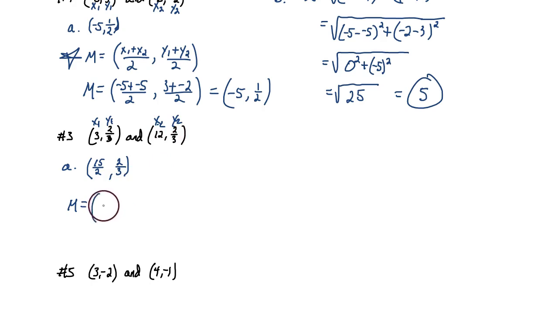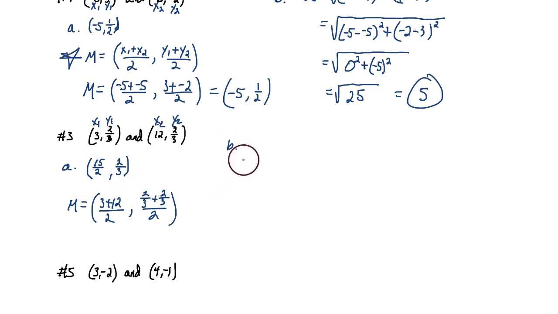Add the x's together, so 3 plus 12, and then divide by 2. Add the y's together, 2/3 plus 2/3, and then divide by 2. This is why this first part turns out to be 15/2. And right here, this turns out to be 2/3, because 2/3 plus 2/3 is 4/3, but 4/3 divided by 2 is just back to 2/3.